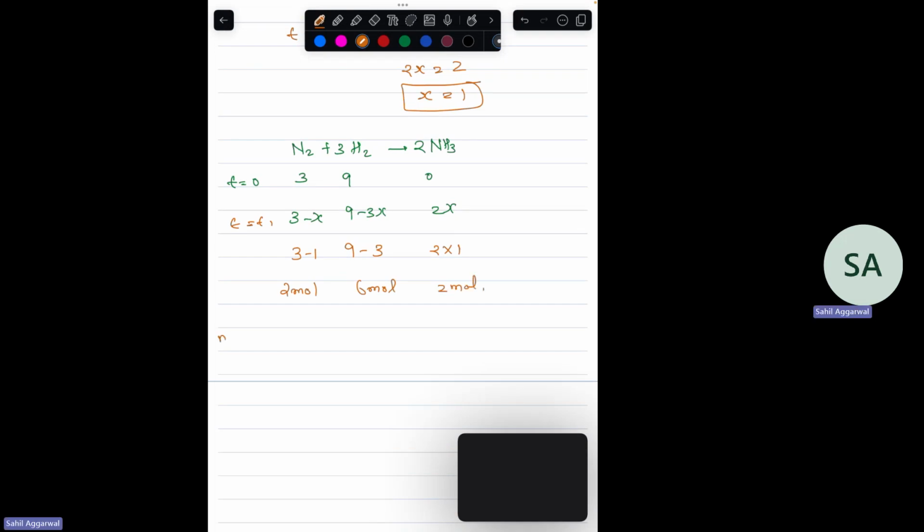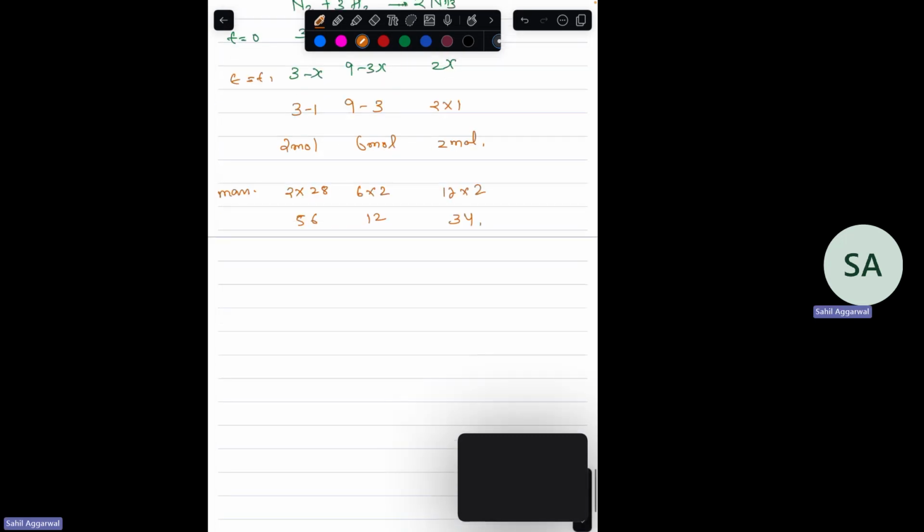अब इनके मासेस अगर हम निकालते हैं तो इसके मासेस आएंगे. N2 का 2 मोल्स कितना होगा? 2 into 28 मतलब 56 और ये कितना होगा? 6 into 2 मतलब 12 और ये कितना होगा? 17 into 2 that would be 34. ये इनके मासेस आ गए.